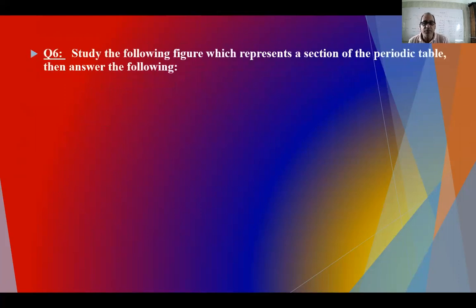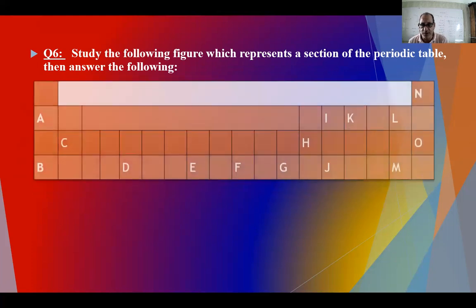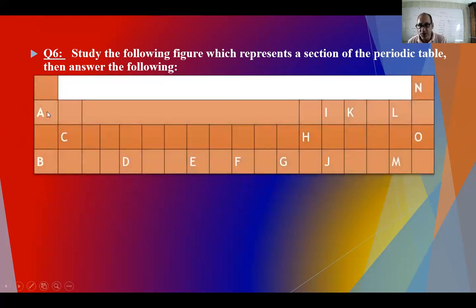Study the following figure, which represents a section of the periodic table, and answer the following. We are going to start here. It's not a real periodic table, it's just letters, okay? But this is a part of the periodic table. Here are groups 1, 2, until group 18, and these are periods 1, 2, 3, 4.